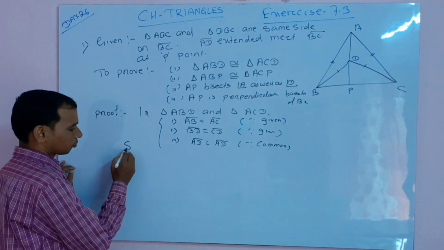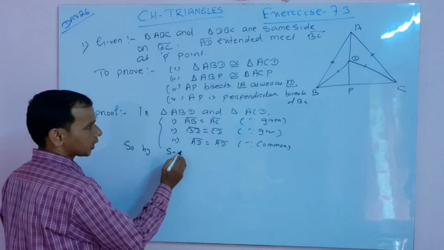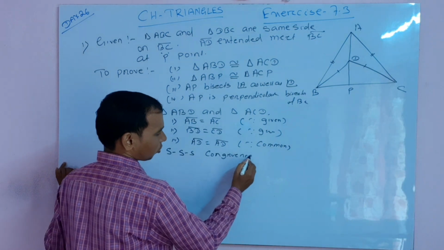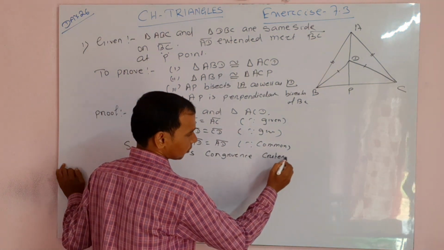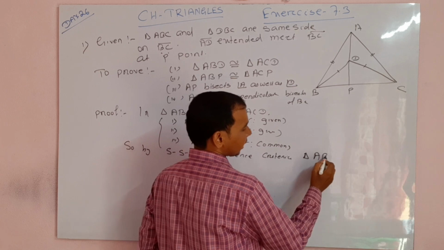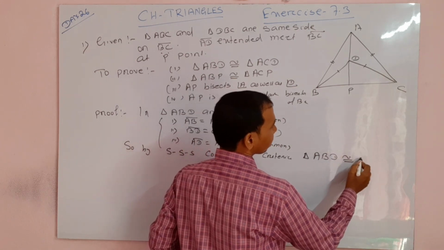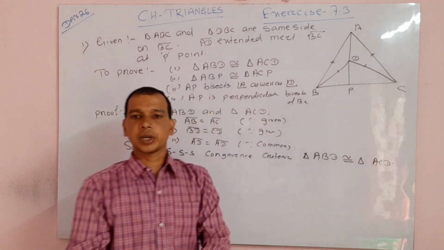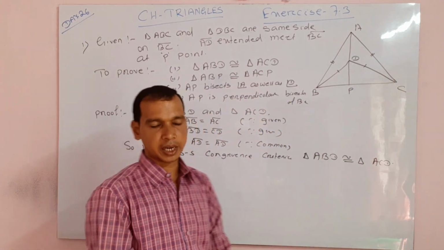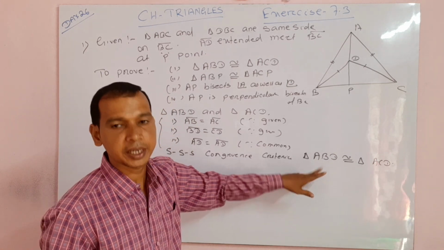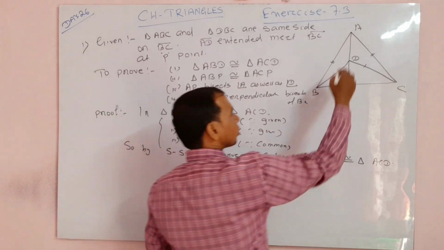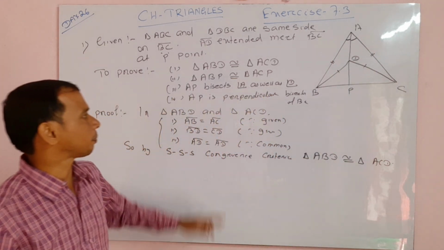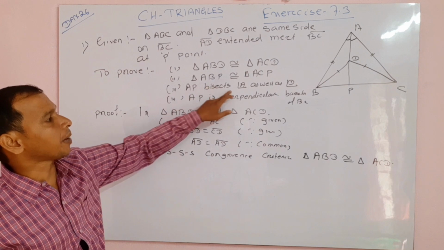So by side congruence criteria, triangle ABD is congruent with triangle ACD. That completes the first option. Due to CPCTC, you are able to write this angle equal to this angle. So AP bisects angle A.